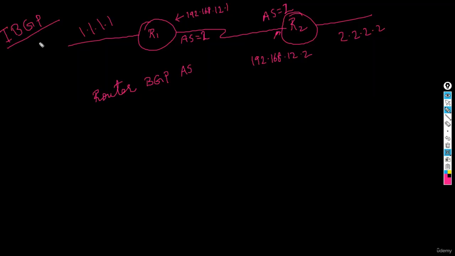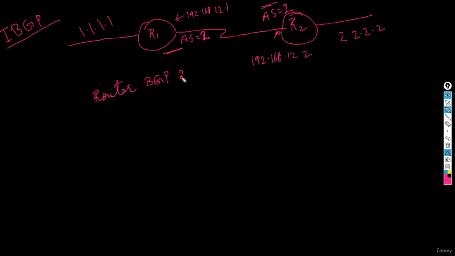So what can we say? IBGP is nothing but internal BGP. So here I can use the same AS. This router should have the same AS as this router. For example, I am using 2. So what I will do here is put the AS, so I will write AS is 2.